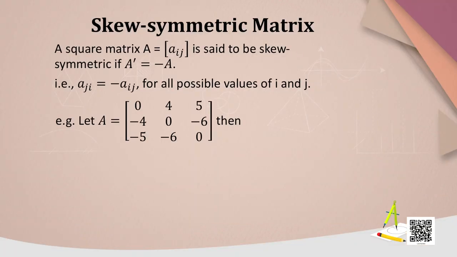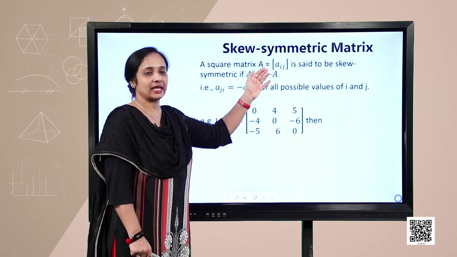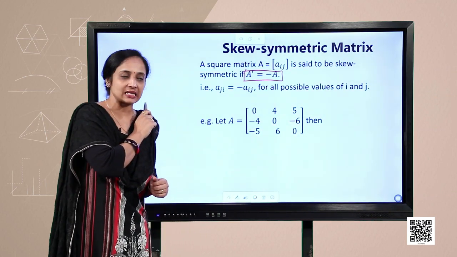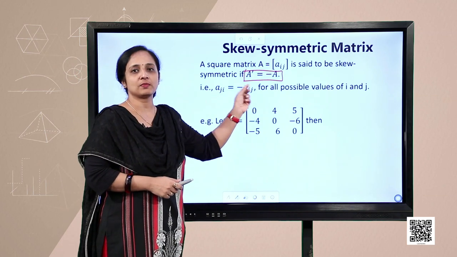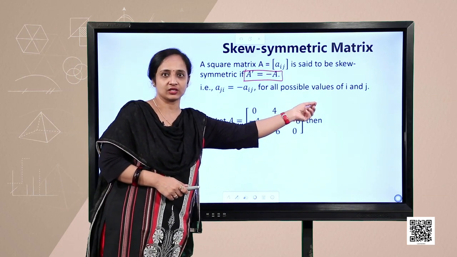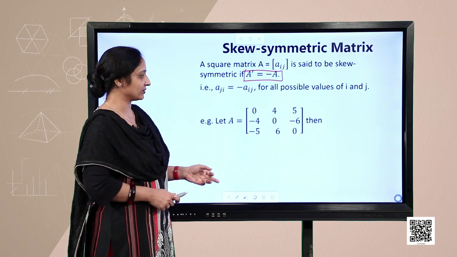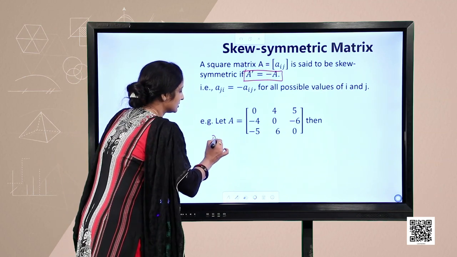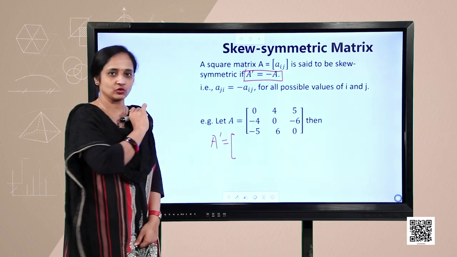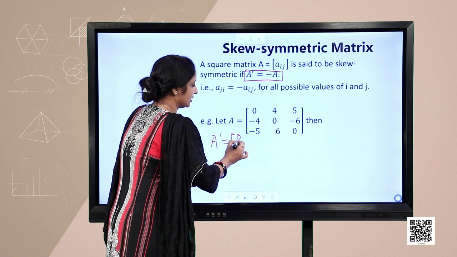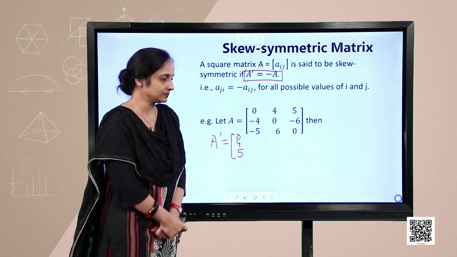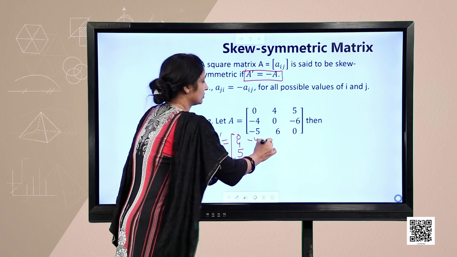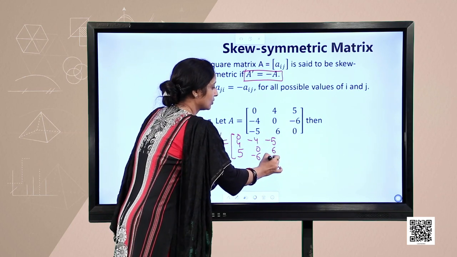Now let's study the skew symmetric matrix. A square matrix A, [aij], is said to be a skew symmetric matrix if A transpose is equal to minus A. That means if aji is equal to minus aij for all possible values of i and j, you can say the matrix is a skew symmetric matrix. So let's take this example of matrix A and let's calculate its transpose. You are already aware of how to make its transpose. You can write its first row as first column, then write the second row as second column, and the third row as third column.